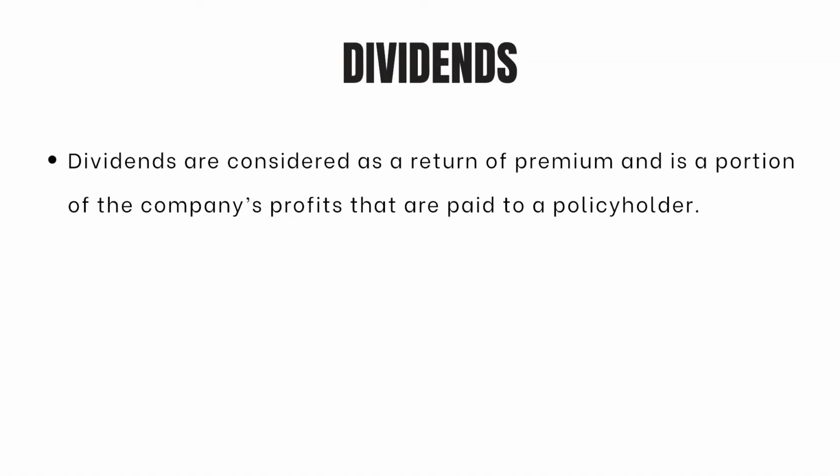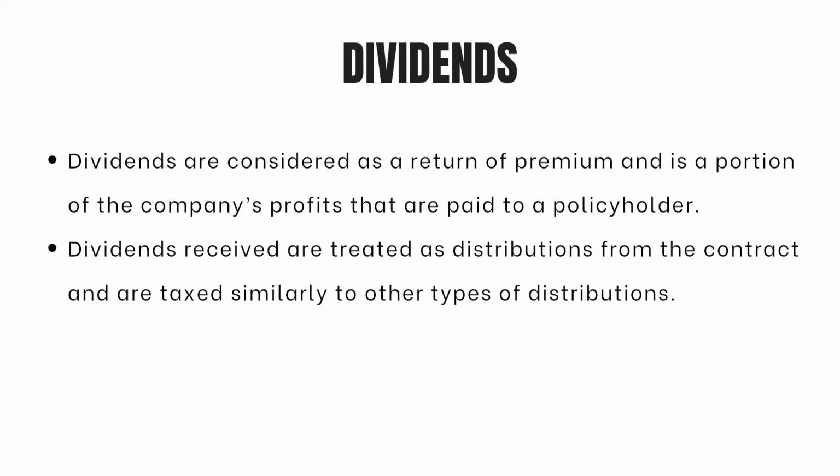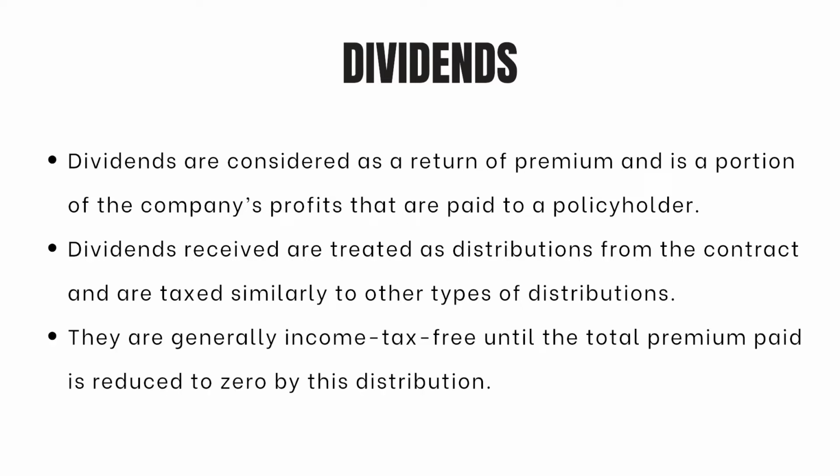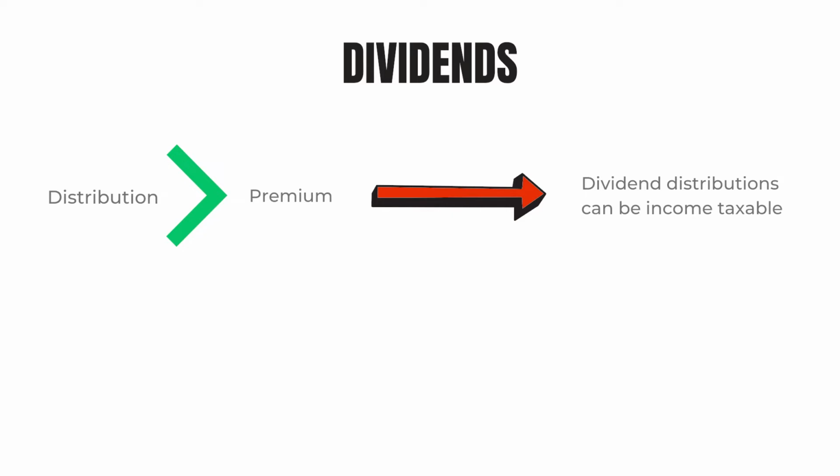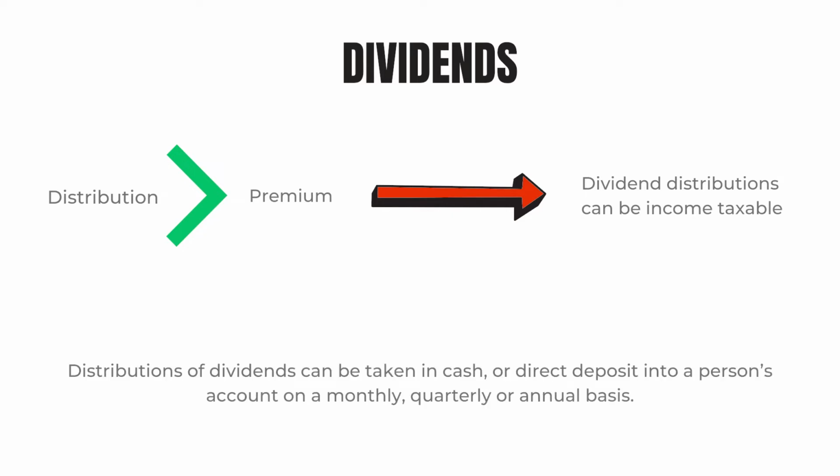Dividends are considered as a return of premium and is a portion of the company's profits that are paid to a policyholder. Dividends received are treated as distribution from the contract and are taxed similar to other types of distributions, which means they are generally income tax-free until the total premium paid is reduced to zero by this distribution. Once the distribution becomes higher than the total premium paid, dividend distributions can be income taxable. Distributions of dividends can be taken in several ways: cash, or nowadays direct deposit into a person's account on a monthly, quarterly, or annual basis.